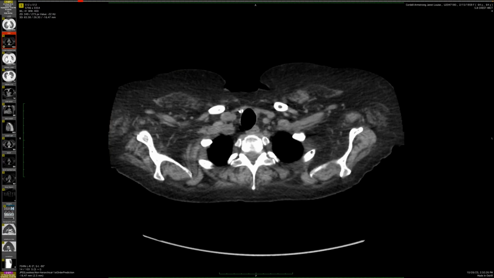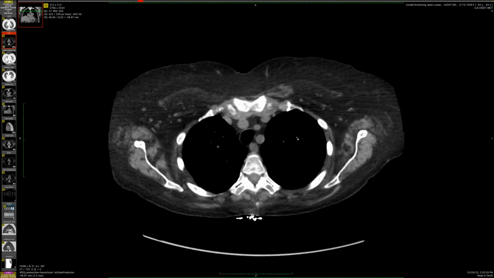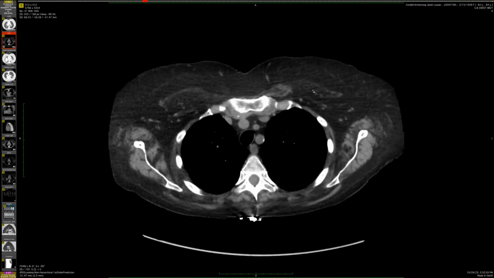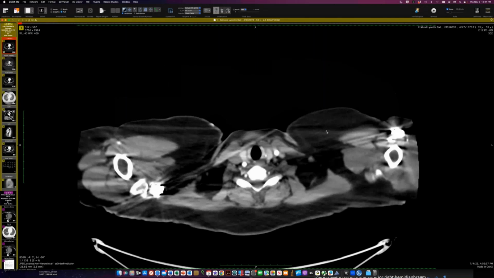I've not seen this condition before, so I haven't read up on it yet, but this just came through yesterday. Look at the fatty replacement here of pectoral muscles. Wow, that's pretty remarkable.